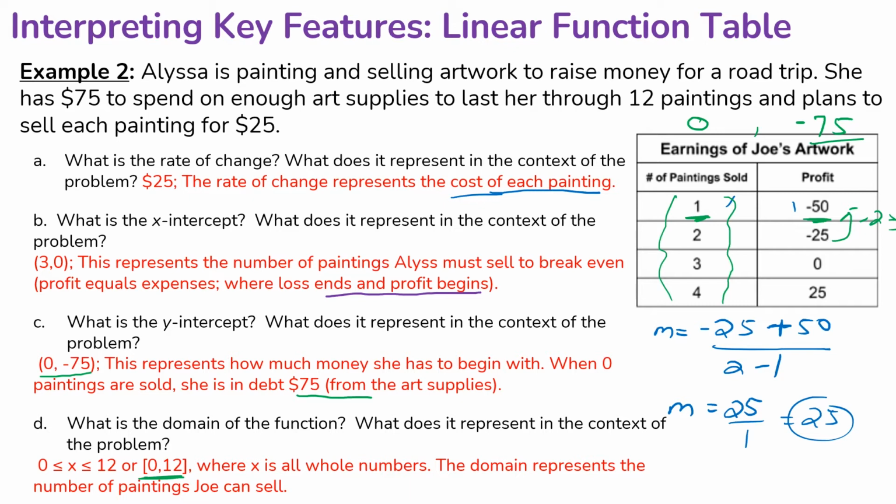It is 0 to 12 because it says she has enough art supplies to last her through 12 paintings. So although this table here goes to 4, the domain would be 0 to 12. The domain represents the number of paintings that she could actually sell before she runs out of her art products. So we've analyzed this table here. If you didn't quite understand something, maybe pause the video and analyze the questions and the answers here a little more.